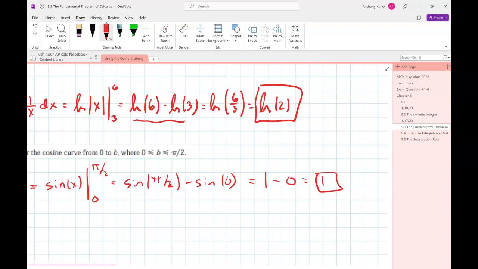It could get a little bit trickier, and we'll develop the tricks on how to deal with some of those situations throughout the rest of the chapter, or throughout the rest of the semester. Specifically, though, in section 5.5, we're going to look at the chain rule in reverse.